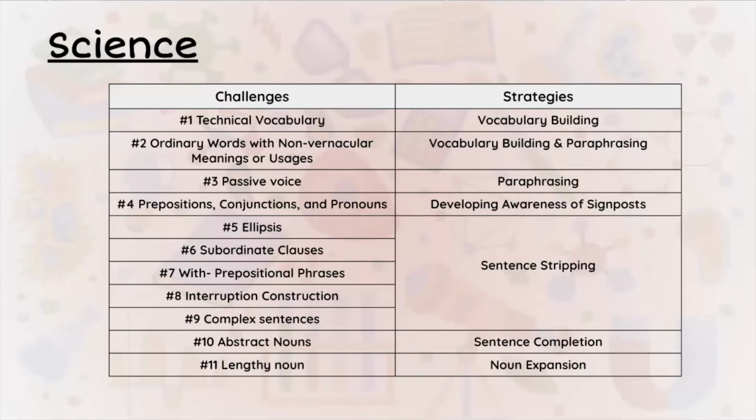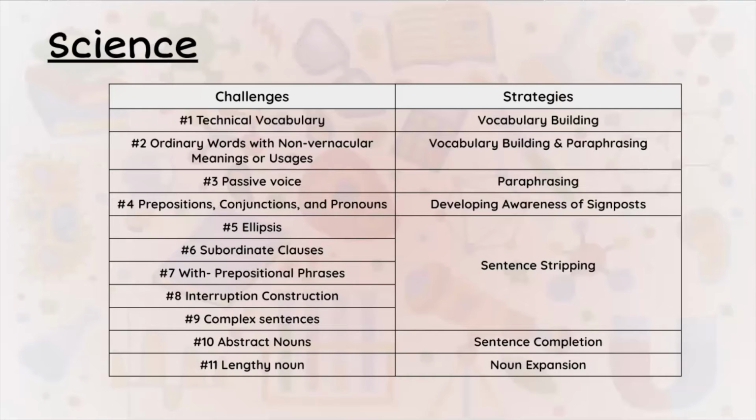For the first two challenges, technical vocabulary and ordinary words with non-vernacular meaning or usages, those two challenges are basically on the vocabulary level. The first one, technical vocabulary, is obvious. When students are learning science, there are many jargons or technical words that students are not familiar with in their daily life. So they face a difficulty understanding them.